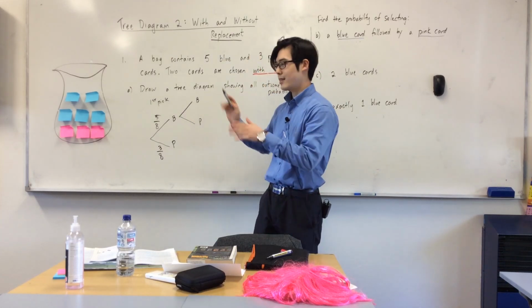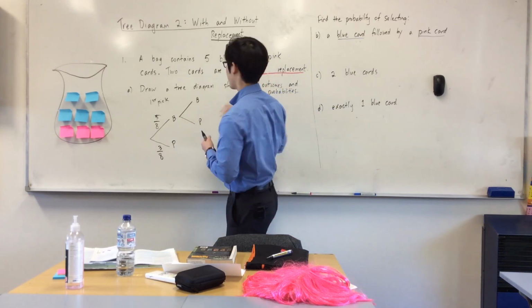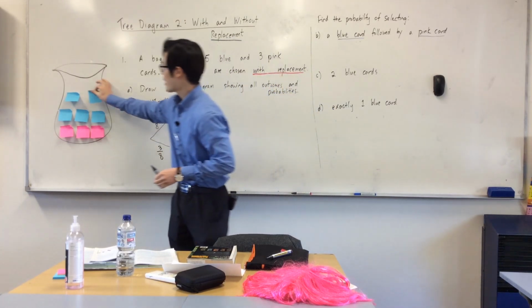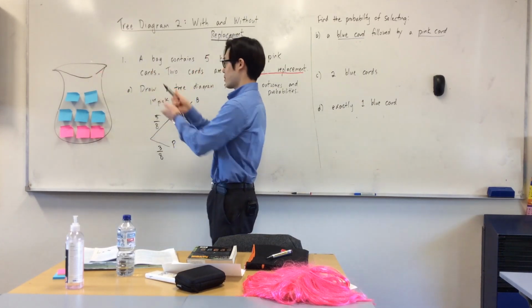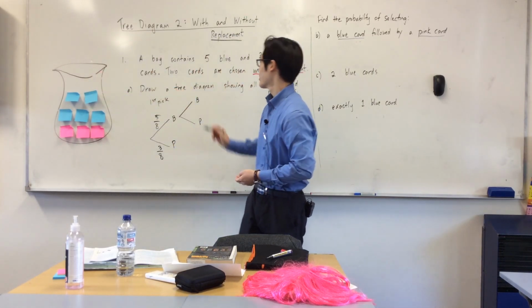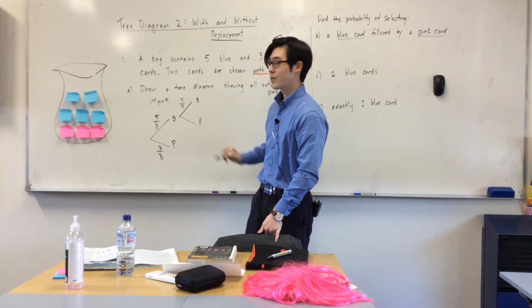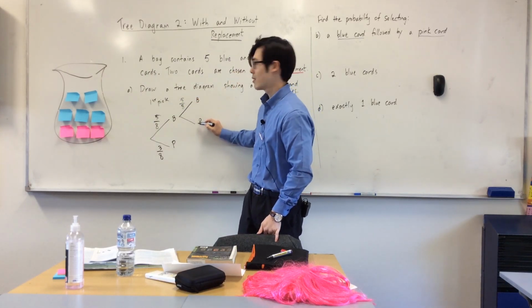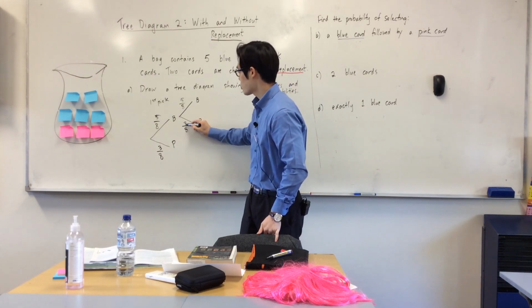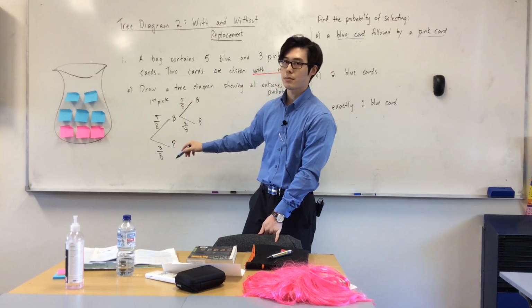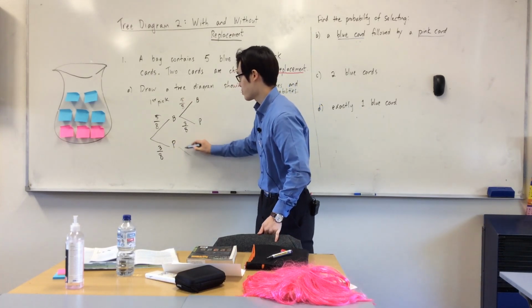Now, okay, let me explain what with replacement means. First pick, let's say I chose blue, like I said. Second pick, I'm going to put it back in here again. How many blue cards do I have? 5. 5 out of what? 8. 5 out of 8. How many pink cards are there? 3 out of 8. So what I'm trying to say is notice how the numbers are exactly the same as the beginning. That's what with replacement is, okay? So the numbers don't change pretty much.